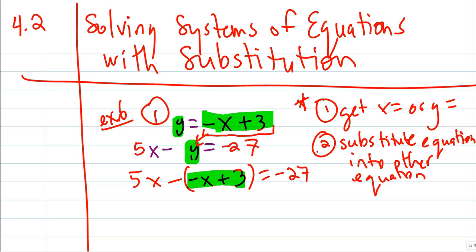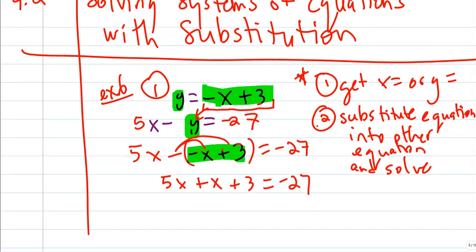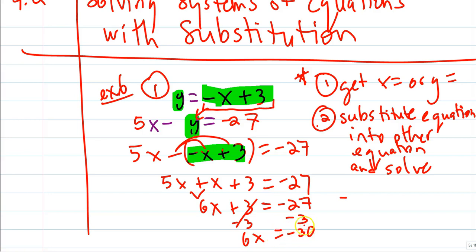Now what? That's why I put and solve. What's the whole point of this? I now have an equation with one variable. I can distribute and get 5x plus x plus 3 equals negative 27. And I can continue solving. Like terms, 6x plus 3 equals negative 27. Subtract 3. 6x equals negative 30, divide, and x equals negative 5.